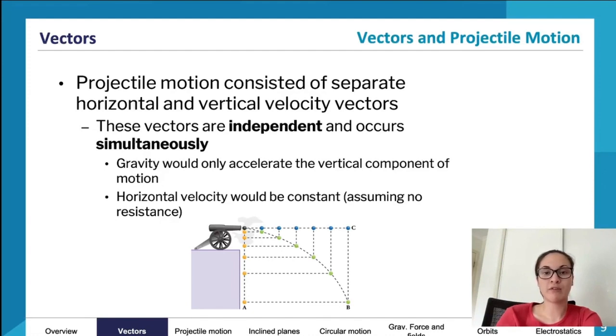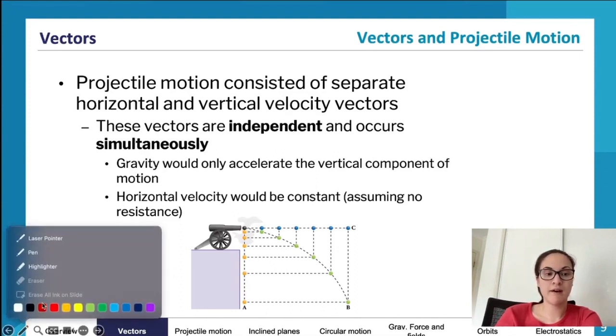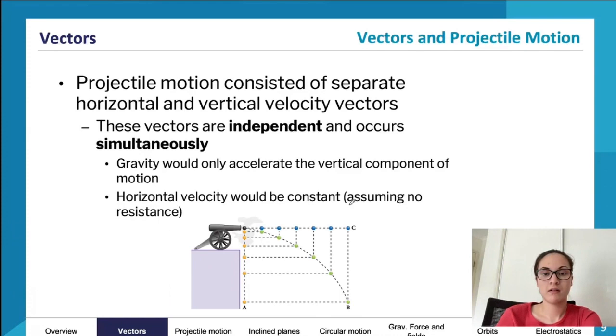Gravity would only accelerate the vertical component of the motion, whereas horizontal velocity would be constant, assuming that there is no resistance. That is really important to remember, and I will underline that. Assuming no resistance. But assuming is the key word I'm talking about here. Reason being, when you go through a lot of physics questions, it doesn't necessarily just have to be vectors of projectile motion. You have to remember your assumptions. And it's good to listen, that way you know what variables you do need or don't need.